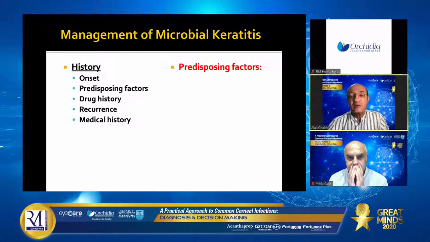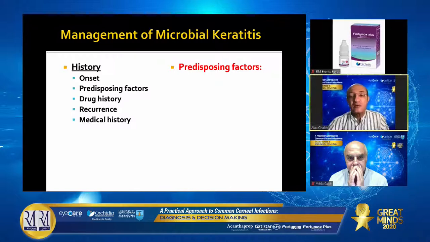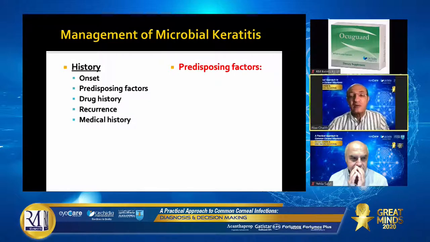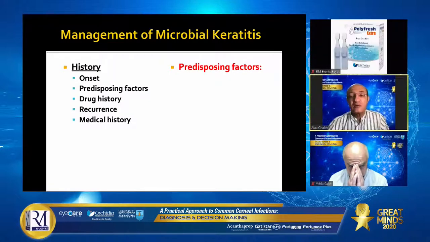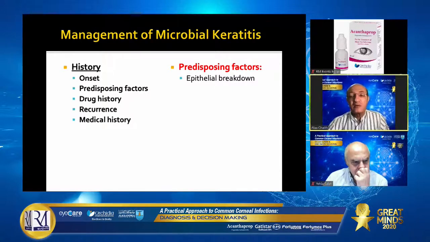Predisposing factors. You have to ask how the patient got an infection in the cornea. The cornea is protected by the epithelium, by the tears, by the lids, by many protective mechanisms. How did the microbe make it to invade the cornea? There must be some epithelial breakdown.